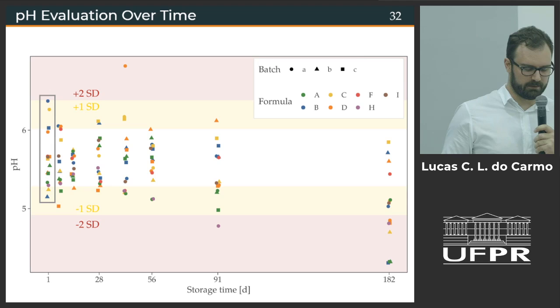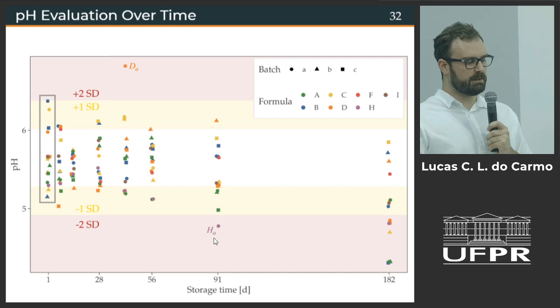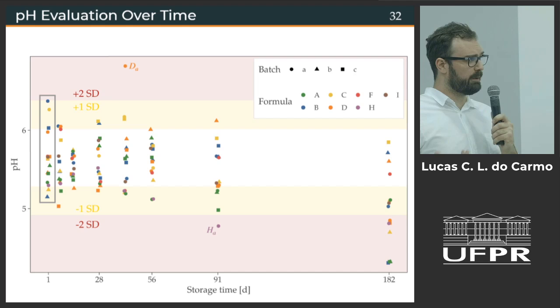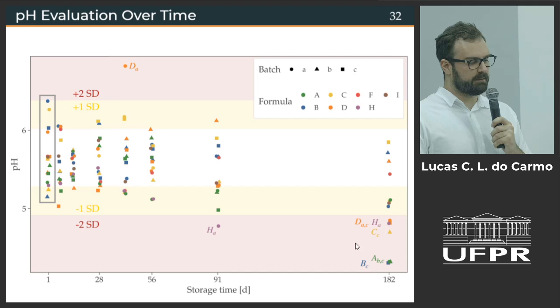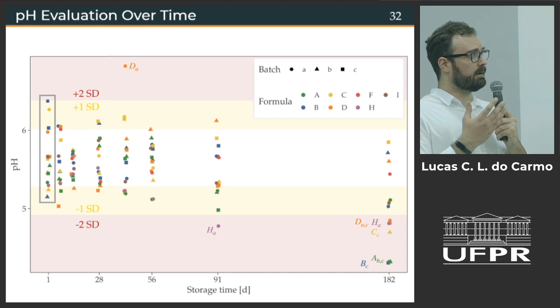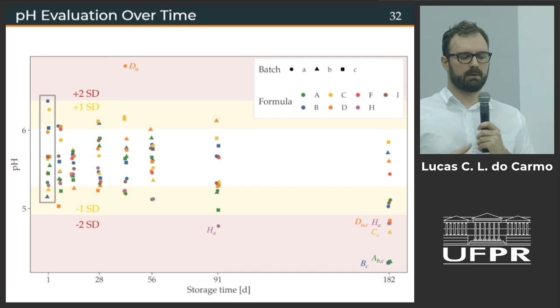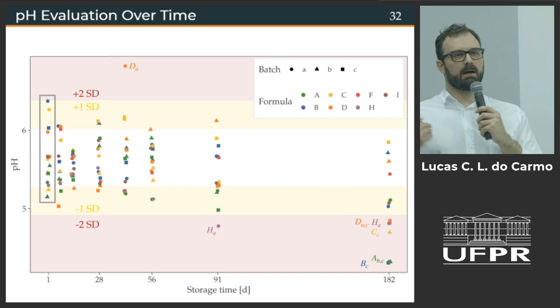And we saw that for formulas D and H, under 91 days, they had already shown a not interesting profile on the pH values because they were varying too much. And for other formulas, at 182 days, we saw that other formulas had failed this test. But again, this is not a method to assess stability of the formulations, just to determine whether or not the pH is varying. The only reason we would have to reprove these formulas is if they reach a pH value of under 4, which is not compatible with the skin.